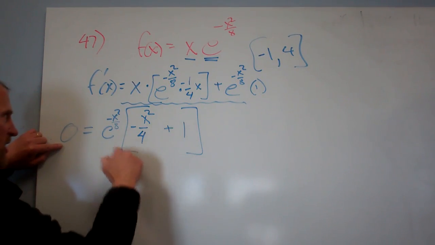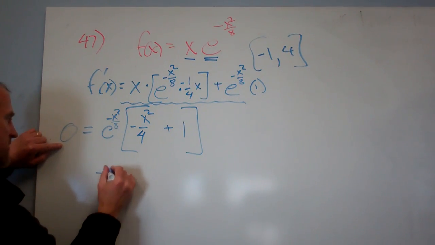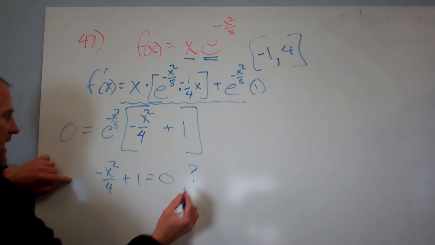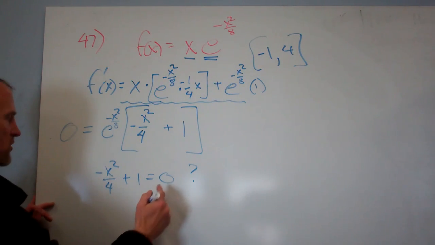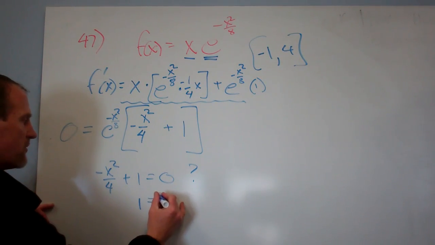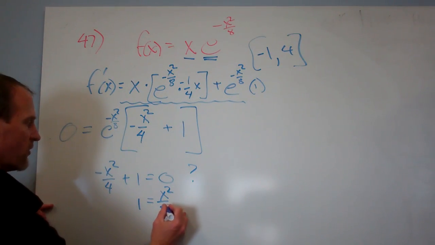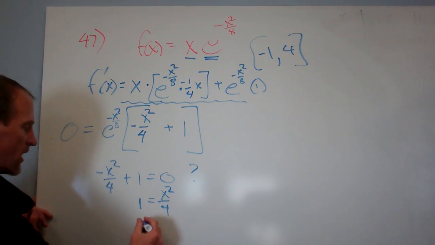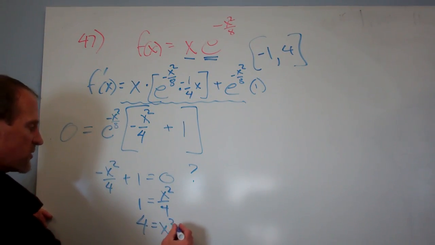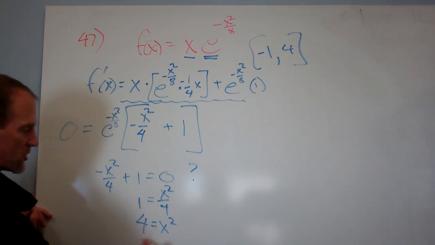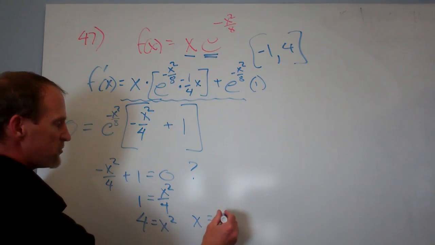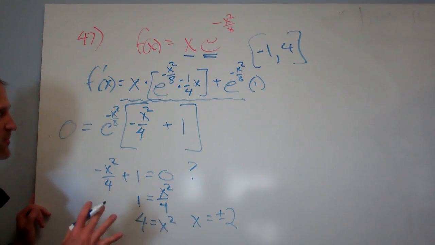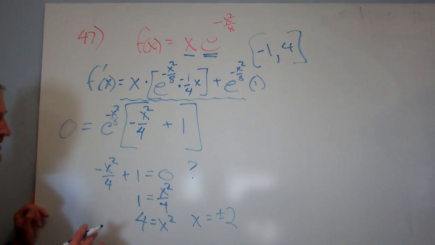So I just bust this part out and I say, well, when is minus x squared over 4 plus 1 equal to 0? When is that going to happen? Well, if I move this over, that's when 1 is equal to positive x squared over 4. Well, this starts getting a lot easier quickly. I multiply both sides by 4, and I get that 4 is equal to x squared, so clearly it's when x is equal to plus or minus 2. That's when I get 0. So those are my potential critical points.